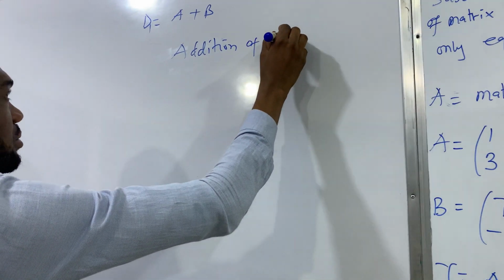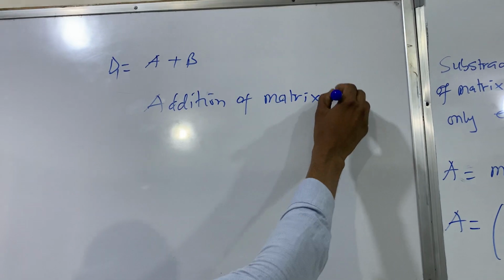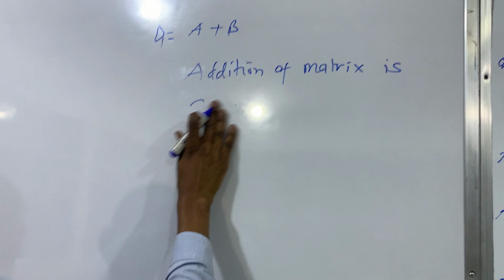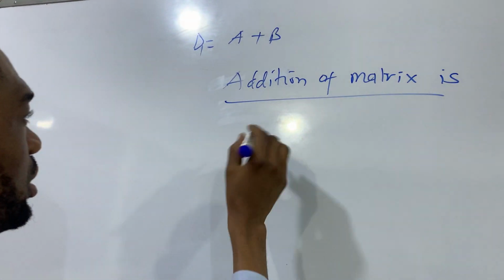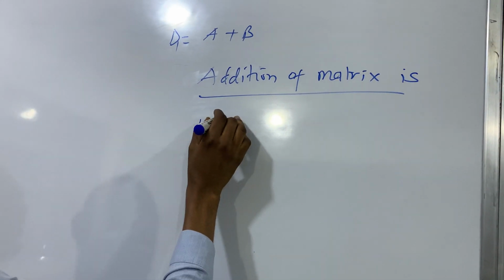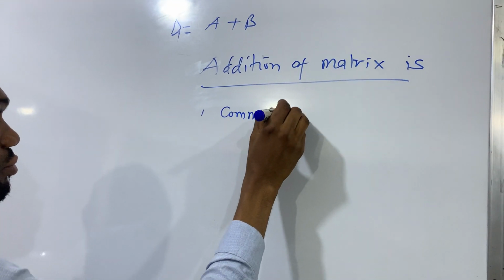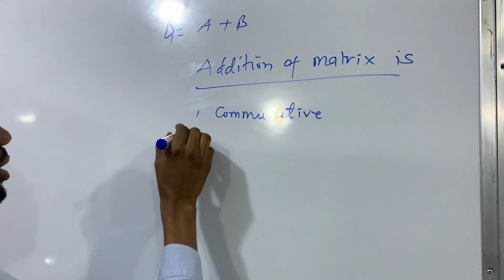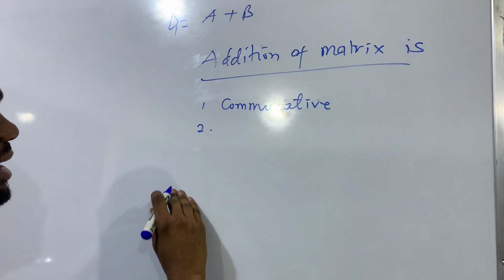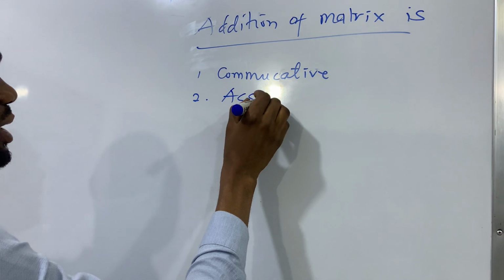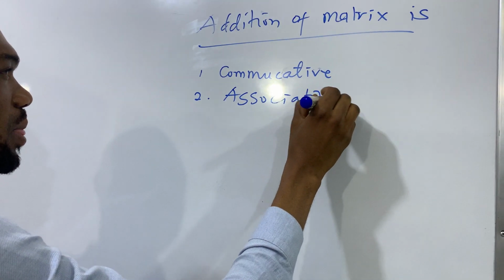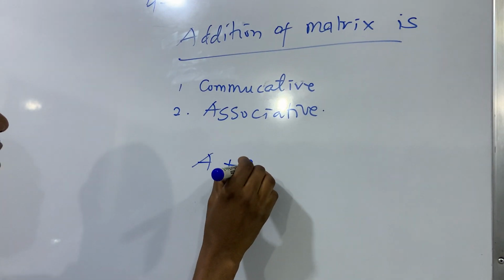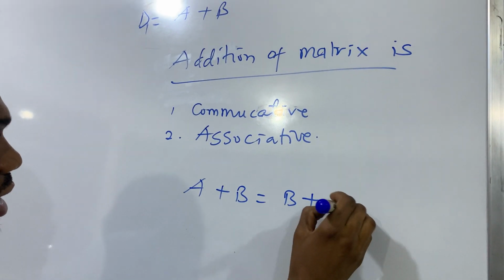Due to this theory, they will say that, okay, addition of matrices is commutative. One, it is commutative. Two, we can say addition of matrices is also associative. That is to say, A plus B equals B plus A.